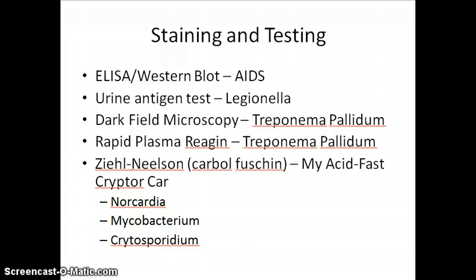Staining and testing. Let's go over this. Definitely for HIV/AIDS, you want to test for ELISA, confirm with Western blot. Test with ELISA, confirm with Western blot. I promise you, you might run across that. That is very high yield, okay?